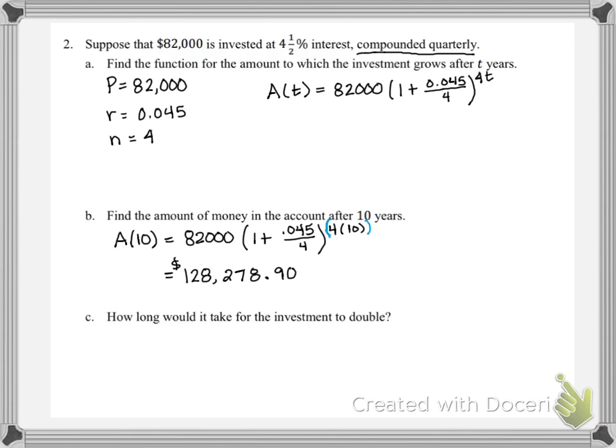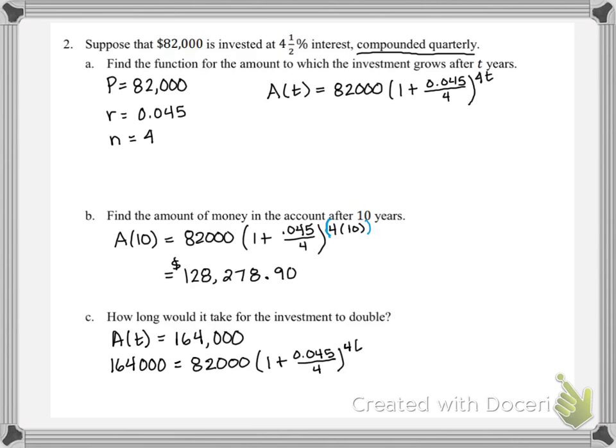Okay, so let's figure out how long it takes our investment to double. So we want to end up with twice as much as we started with, which in this case would be $164,000. And so we're going to set our entire function equal to 164,000. So 82,000 times 1 plus 0.045 over 4 to the 4t. And we want to solve for t. So we're going to start by dividing both sides by 82,000.